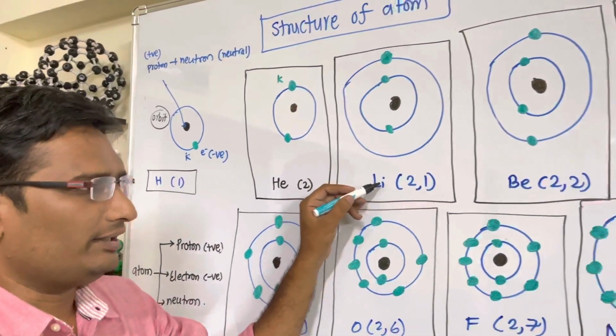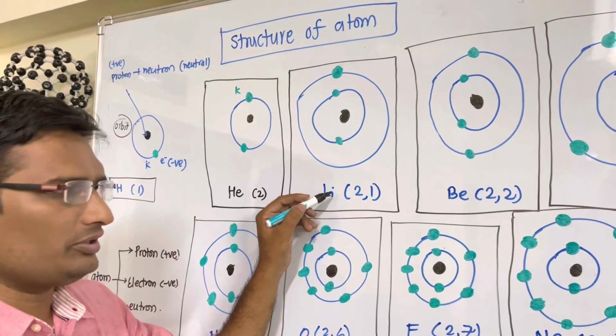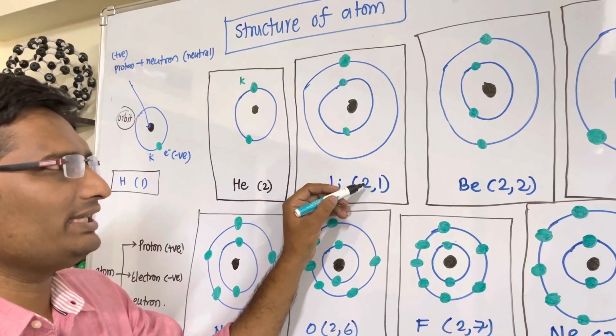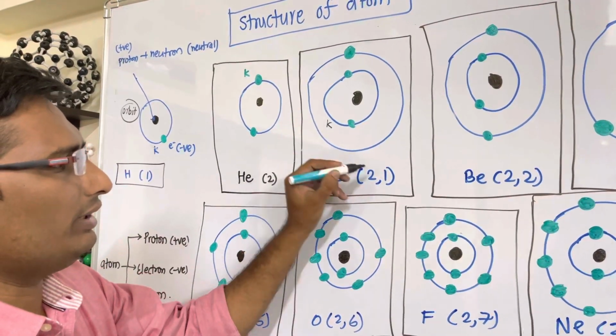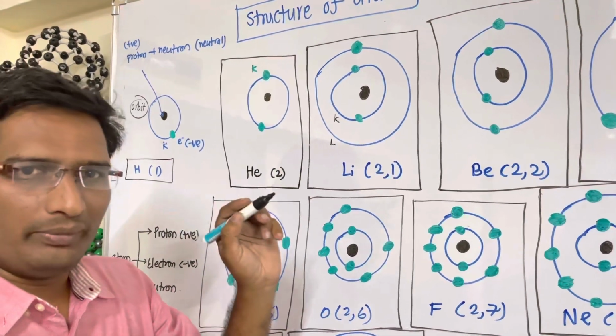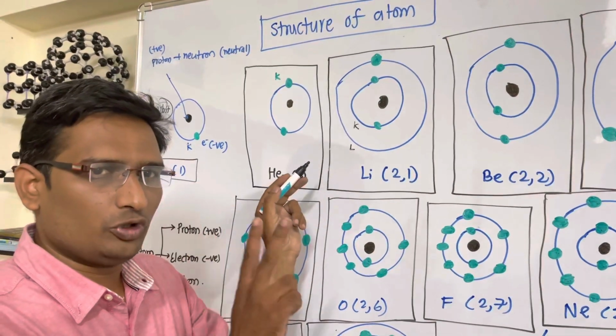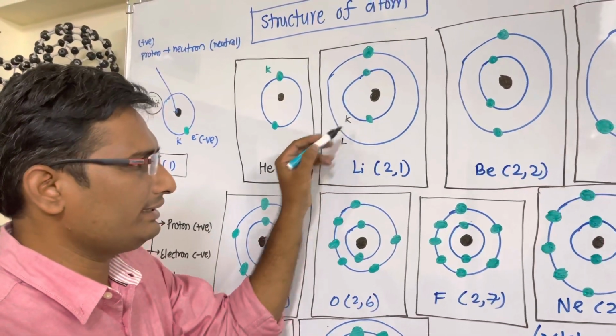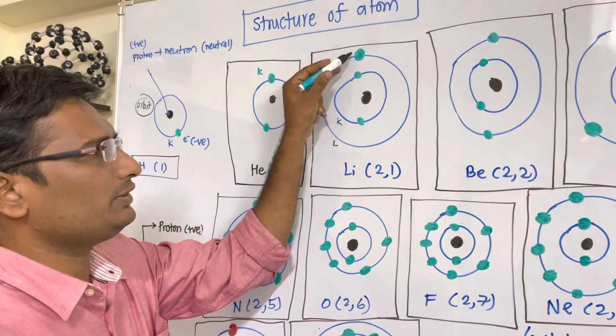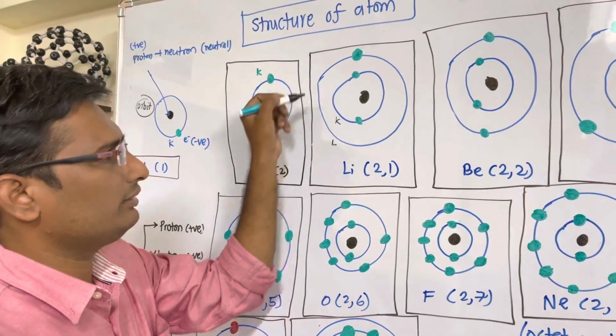The third is lithium with 3 electrons. So we have 2 electrons in K shell and 1 electron in L shell. Remember that the first K shell can contain maximum 2 electrons only. Hence in lithium, the third electron is placed in the L shell.